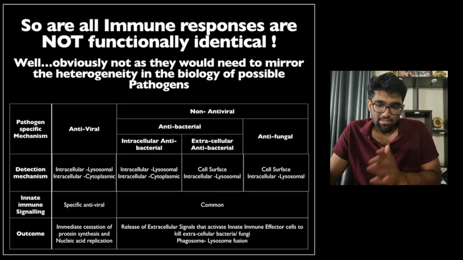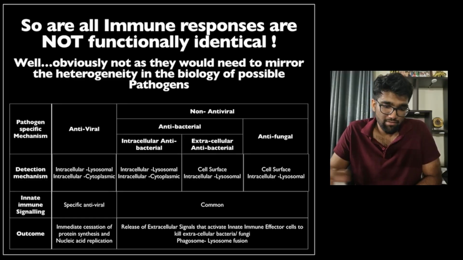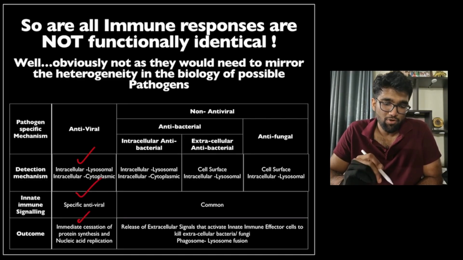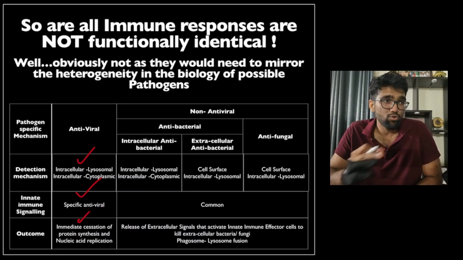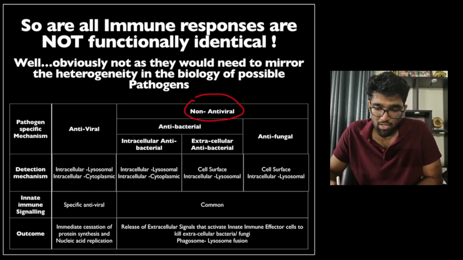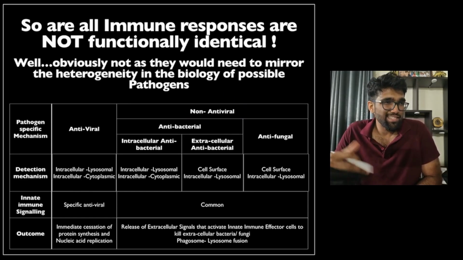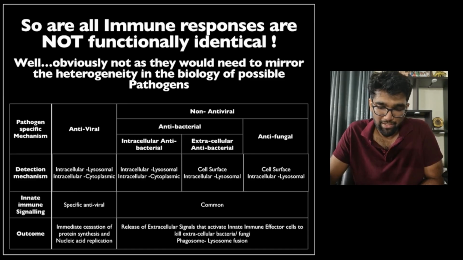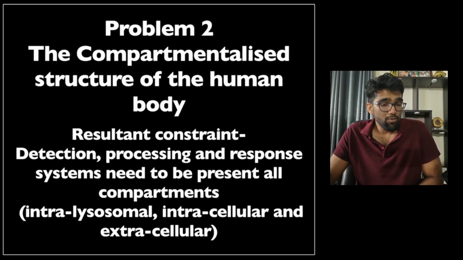So again, it's quite clear that the detection, the signaling, and the response is highly specific and tailored to the particular type of pathogen. There is some overlap in all antiviral responses, and the initiation mechanisms are slightly different, although they can all be killed essentially by similar mechanisms. Now, the second problem is the compartmentalization of the human body, which we just talked about also.